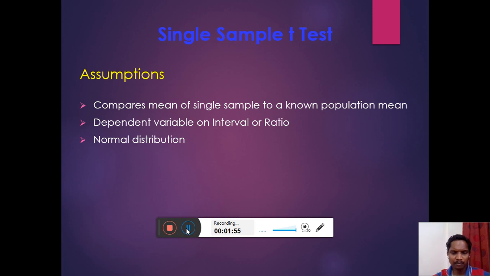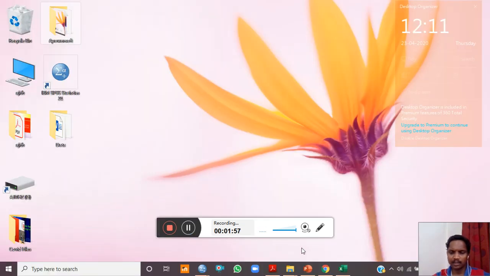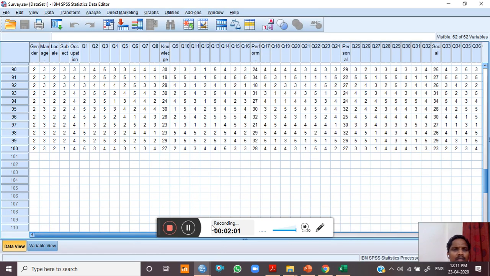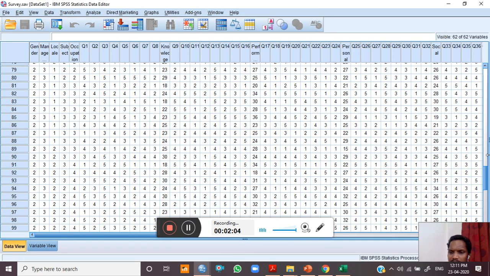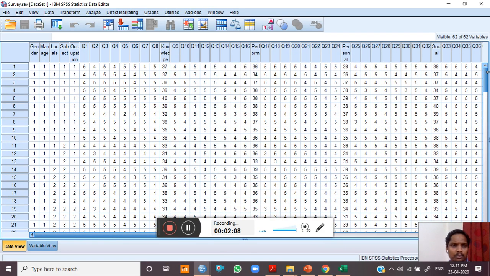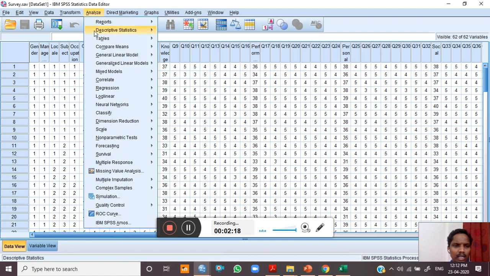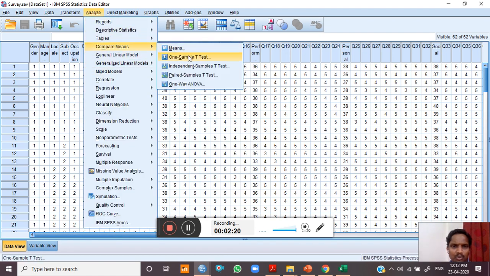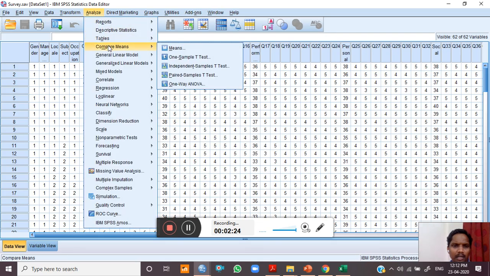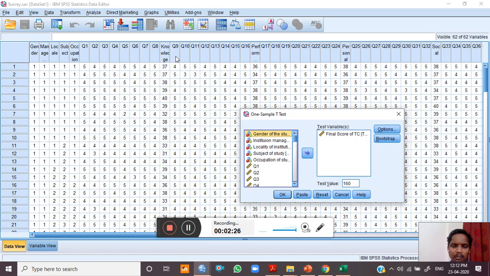Let me take my SPSS data sheet, the same data set. For calculating this single sample t-test, I will go to Analyze, then Compare Means, One Sample T Test. Let me repeat, I will go to Analyze, Compare Means, then One Sample T Test.